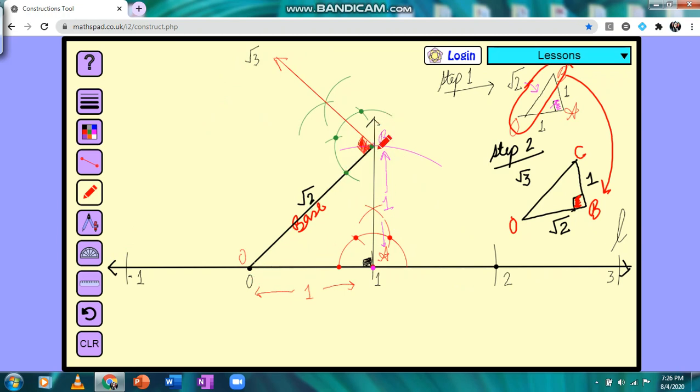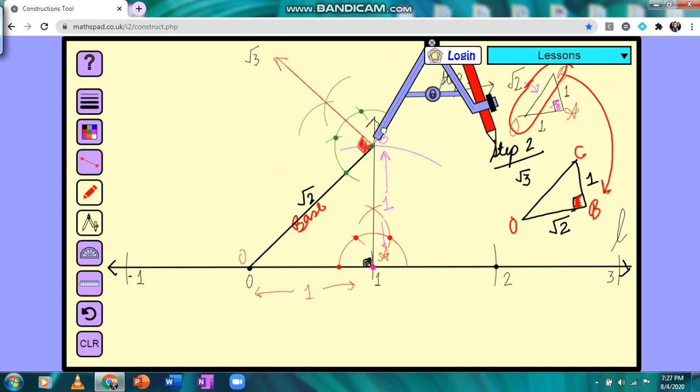So I have the base for this triangle, OB. At B, I have 90-degree angle. That's also done. The next step is to obtain C. So C will be somewhere along this perpendicular, the red one, which is at point B, and I want to obtain C so that BC is 1 unit in length. And for that, I'm going to take the help of the compass again. Let's open it 1 unit in length. This is 1 unit.